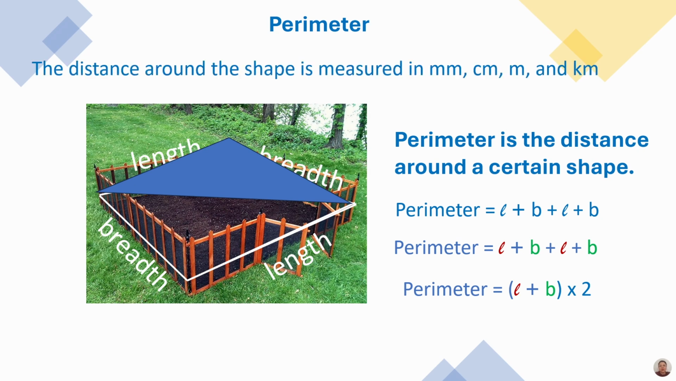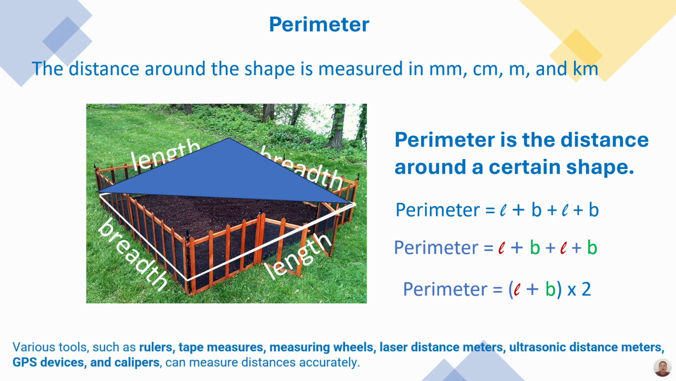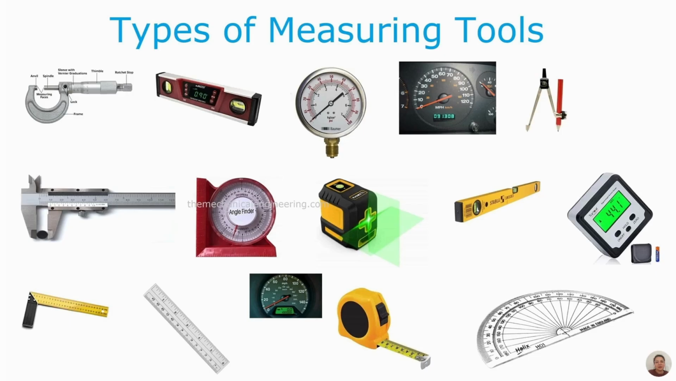So we also know that the distance around any shape can be measured in either millimeters, centimeters, meters, or kilometers. And that is our unit of measurement. And now we're obviously going to need instruments to do our measurements. So we could use rulers or measuring tapes or measuring wheels or laser distance meters, ultrasonic distance meters. We can use GPS devices or calipers. And this is all the measuring instruments and how they look.